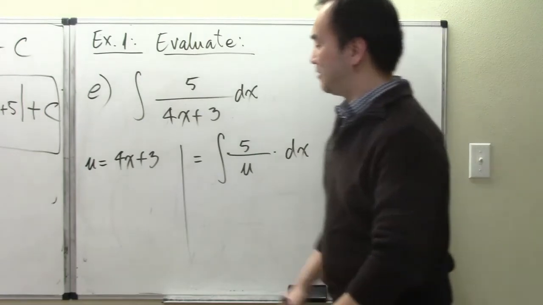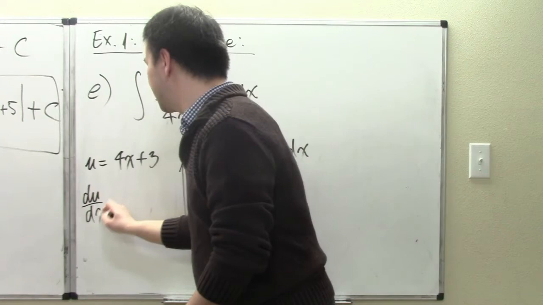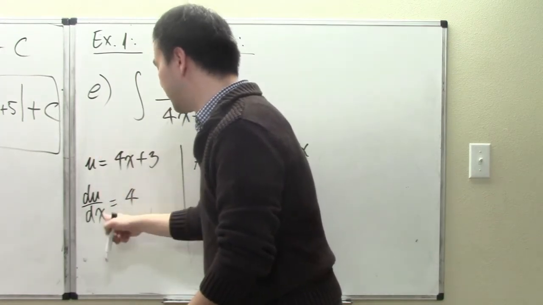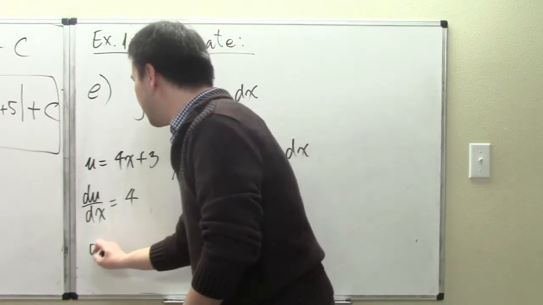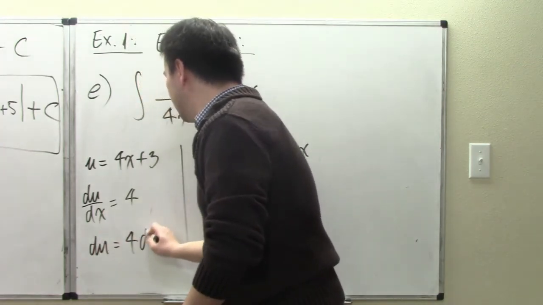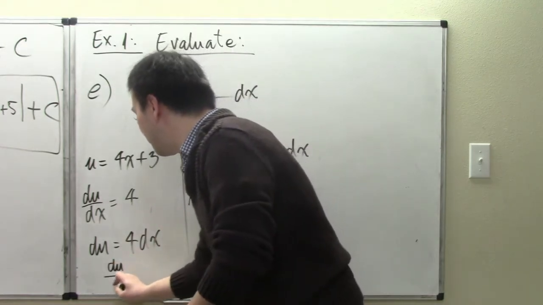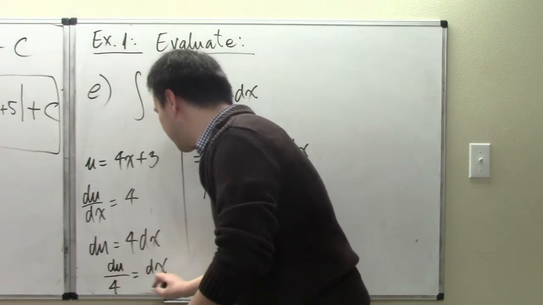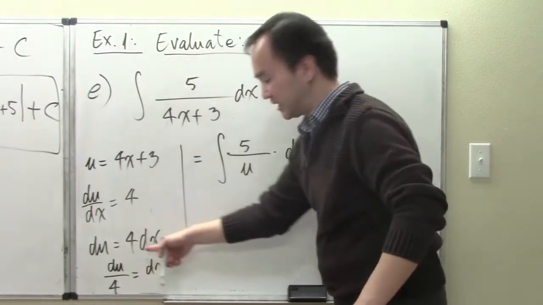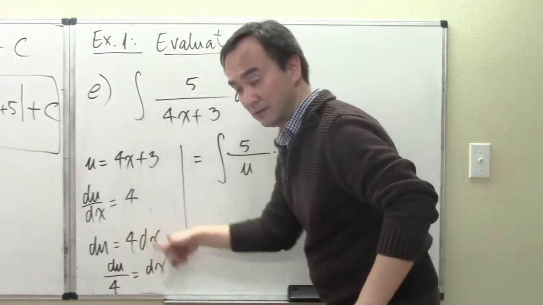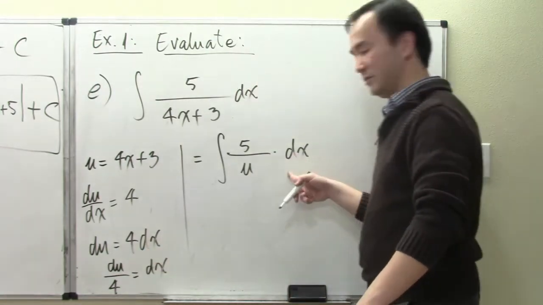And so now, du over dx equals 4, the derivative of u as a function of x. And then that means du equals 4 dx. And that means further that du over 4 equals dx. All right. So now this is our substitution that we made. This is what we picked. This is what we produced. And we substitute that into the dx here.